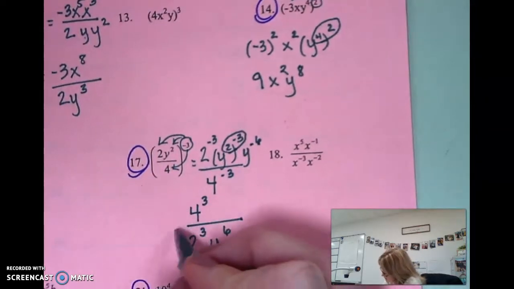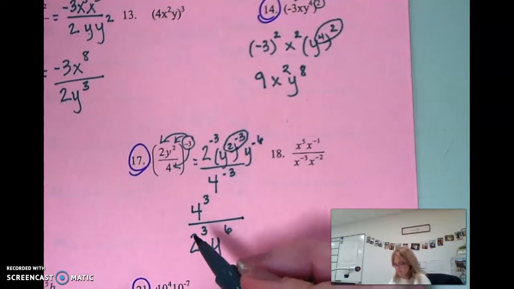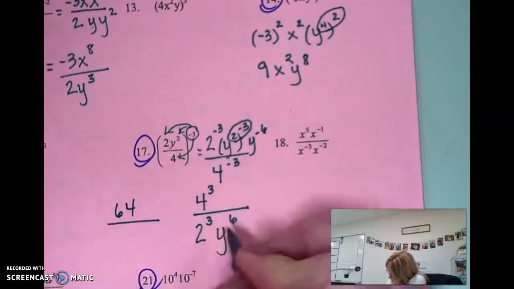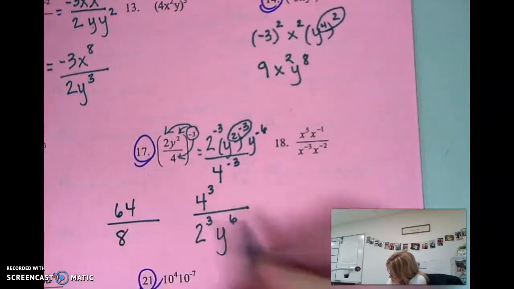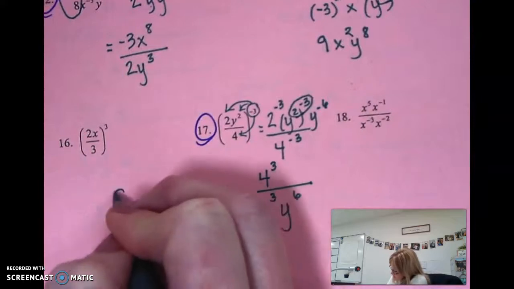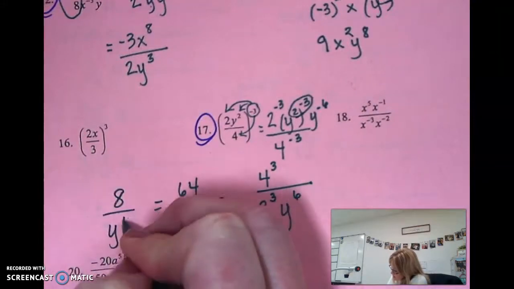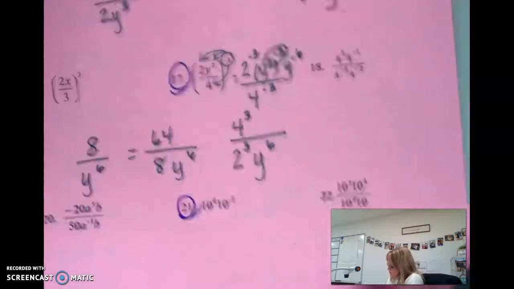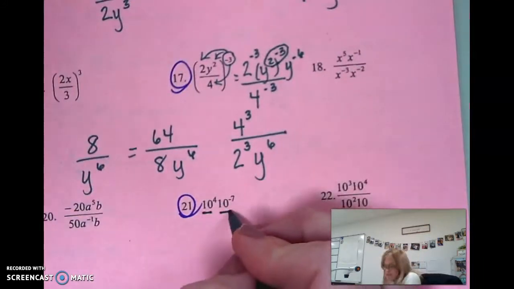Now, technically, you probably could figure this one out. 4 to the third power just means 4 times 4 times 4, which is 64. 2 to the third power is 8, and this could reduce to 8 over y to the 6th power. So that's another option. What do we do when we have the same bases?